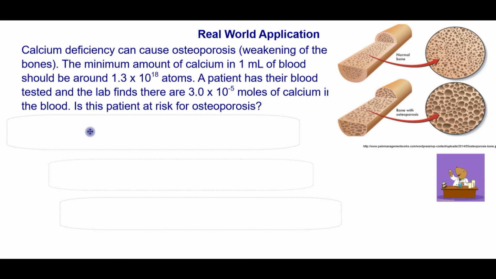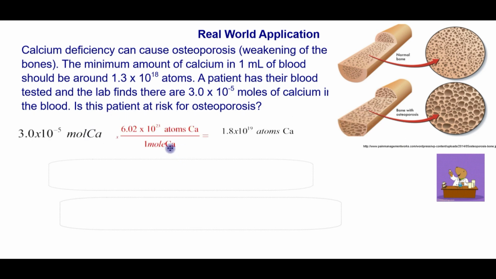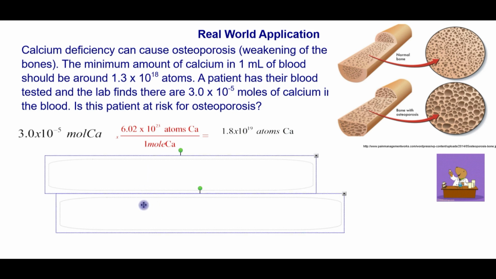Pause the video and give this one a try. I start off with my moles and I convert it to atoms. And I find out that there are 1.8 times 10 to the 19th atoms of calcium. That is higher than the minimum amount, so this patient is not at risk for osteoporosis.